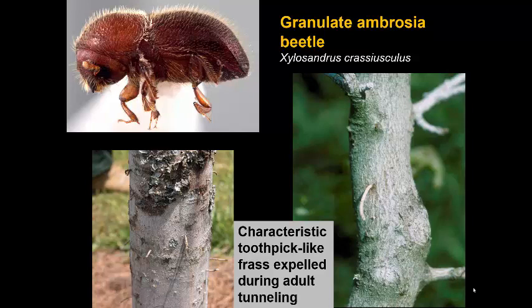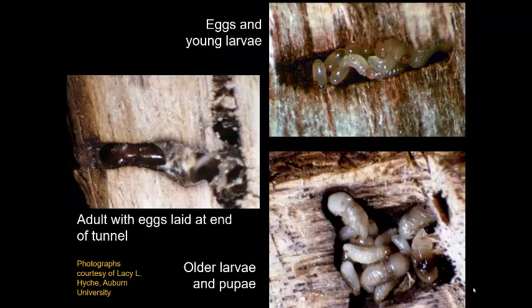When it does attack a tree, it will enter and, as it's kicking out the sawdust, make that tunnel in which the larvae will be reared. The frass it produces comes out as a tightly packed form that produces toothpick-like projections off the trunk. So this is a beetle that is quite important on trees under stress, mostly in the southeastern U.S. and mid-Atlantic states, but occasionally we'll take out trees that are in fair health as well.